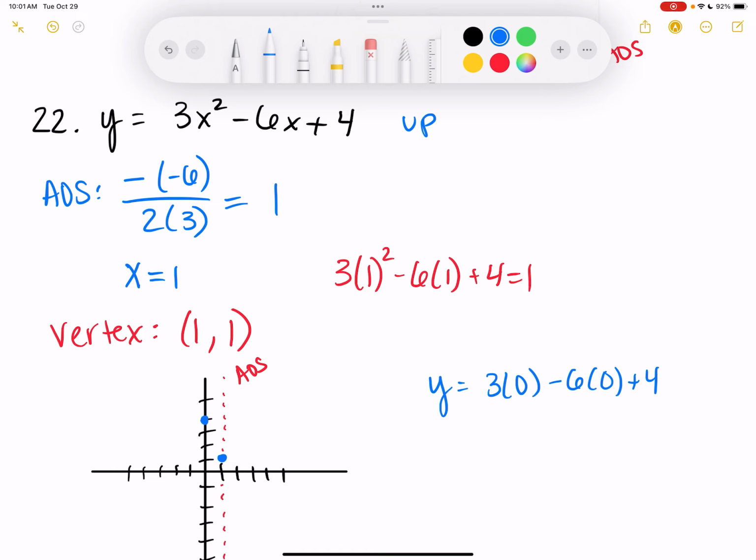Now, this one's a little different. I'm 1 away on this side, so this point was at 0, 4. 1 away over here is going to be at 2, 4.